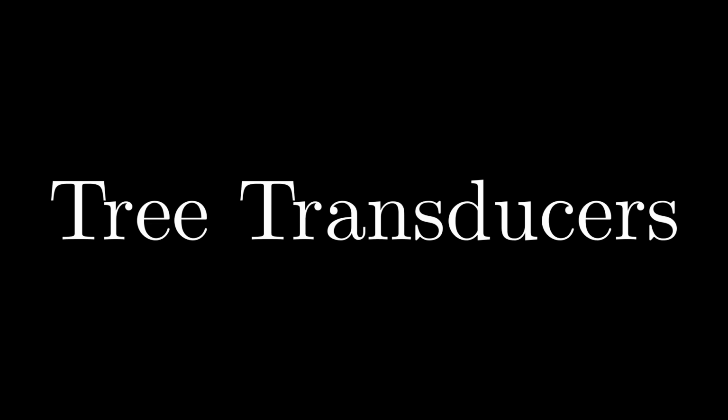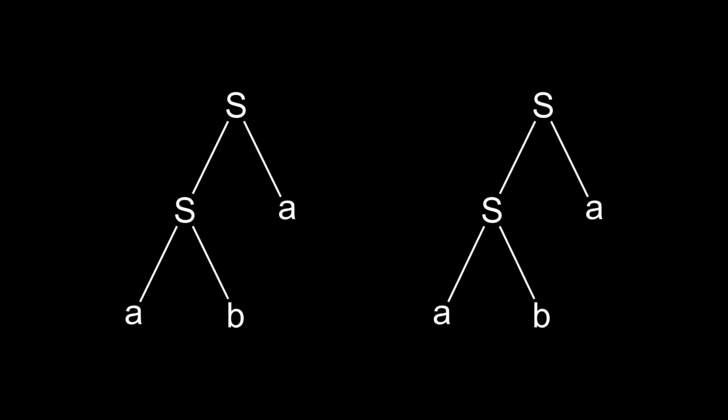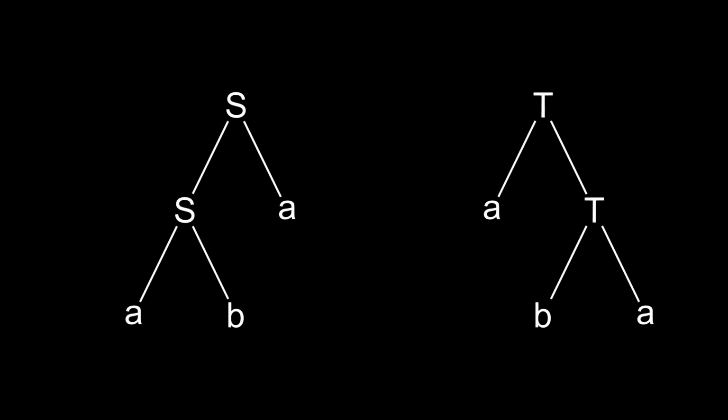Hello everyone, this video will show you how bottom-up tree transducers can be used to transform trees. Suppose we have a tree with internal S nodes and leaves of either A or B. We want to transform this tree so that the order of the children of each node is reversed, and each S is replaced with T. We'll go through how transducers can transform trees in ways like this.